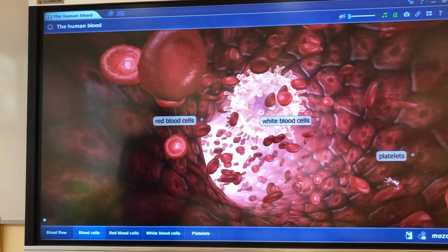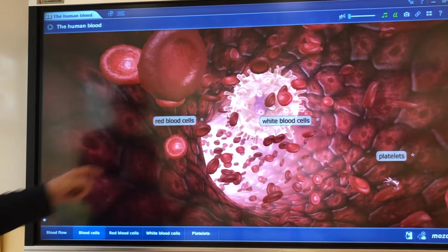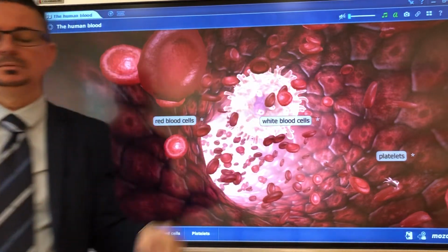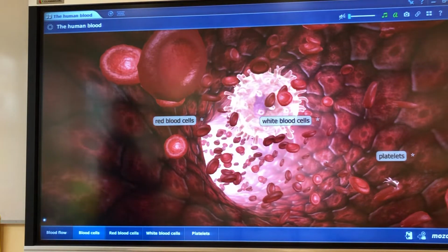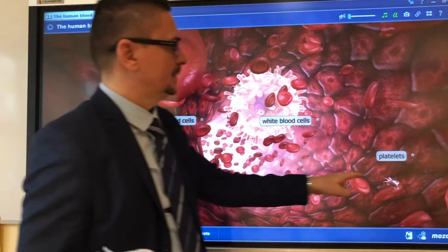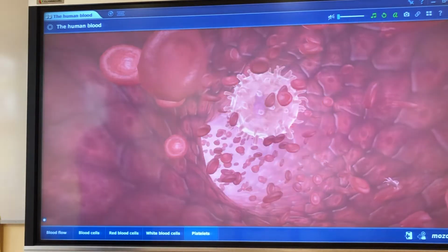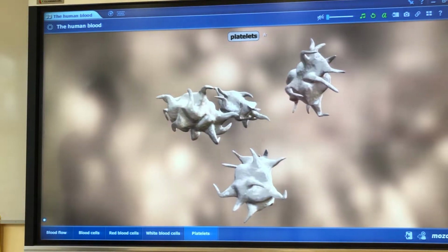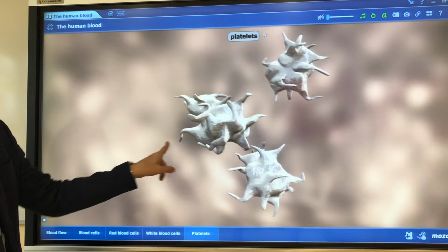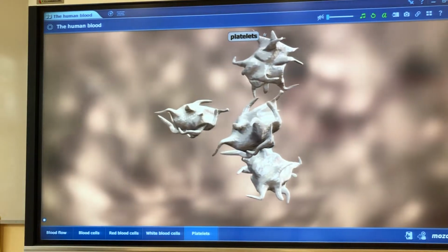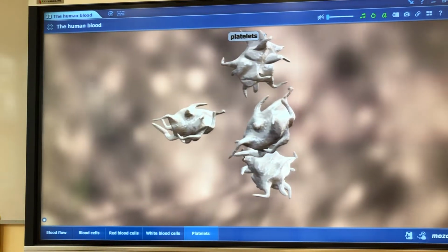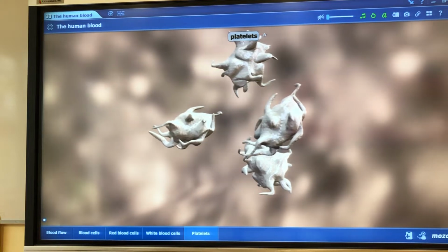White blood cells are round, as you can see, colorless, and they have a really important function. They fight off infections. Platelets, the tiny pieces here, well, I can show you a bigger image. So these are the platelets here. Their function is basically very simple. They stop bleeding in our bodies.